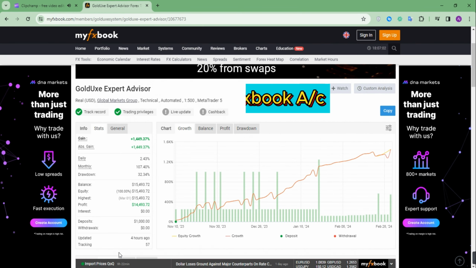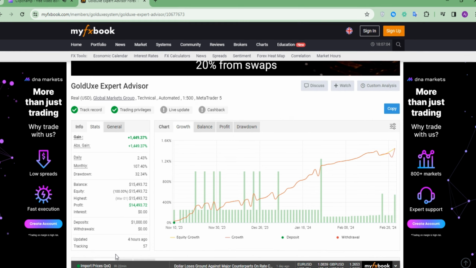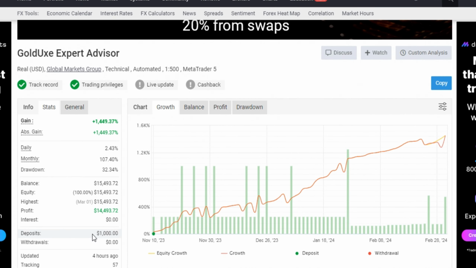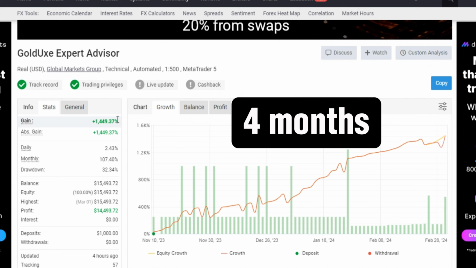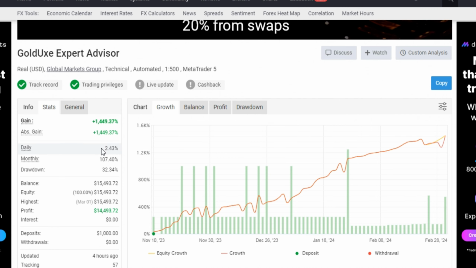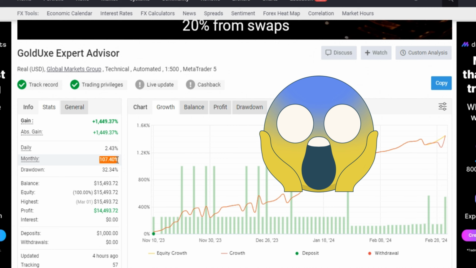Let's delve deeper into its MyFXBook account. This EA turned a deposit of just $1,000 into total profit of $14,493.72, or over 1,449.37%, by trading for almost 4 months. Its daily profit is 2.43%, and monthly profit is 107.4%, which is absolutely ridiculous.